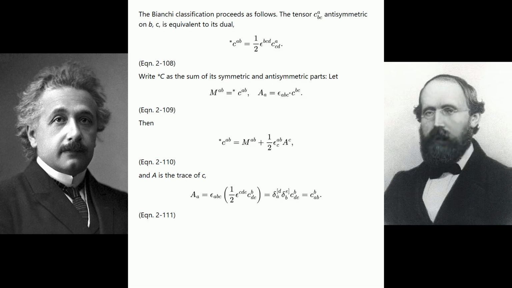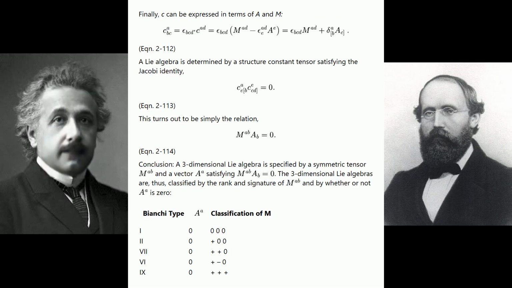The tensor C_{BC}^A, antisymmetric on B, C, is equivalent to its dual. See equation 2-108. Write *C as the sum of its symmetric and antisymmetric parts. Let, see equation 2-109. Then, see equation 2-110. And A is the trace of C. See equation 2-111. Finally, C can be expressed in terms of A and M.